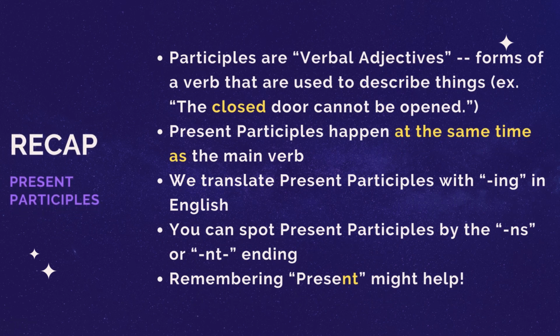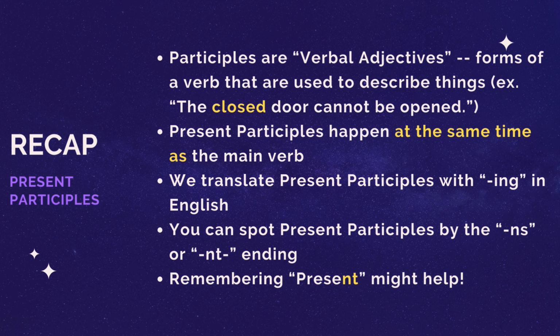So to recap present participles, we want to remember what a participle is. It's a verbal adjective. And again, that's kind of an odd thing to say. It doesn't always make a ton of sense to my students until we work it through. But again, verbal adjective, it comes from a verb. So it's a form of a verb, and it's used to describe things, right? So in other words, it's an adjective. So an example of that would be saying something like the closed door cannot be open. Closed is describing the door.